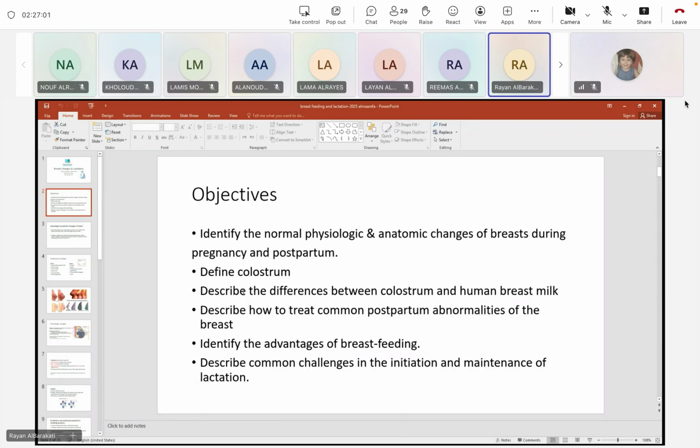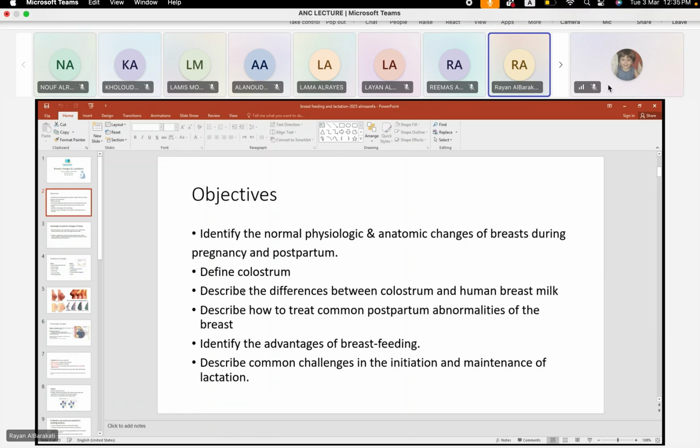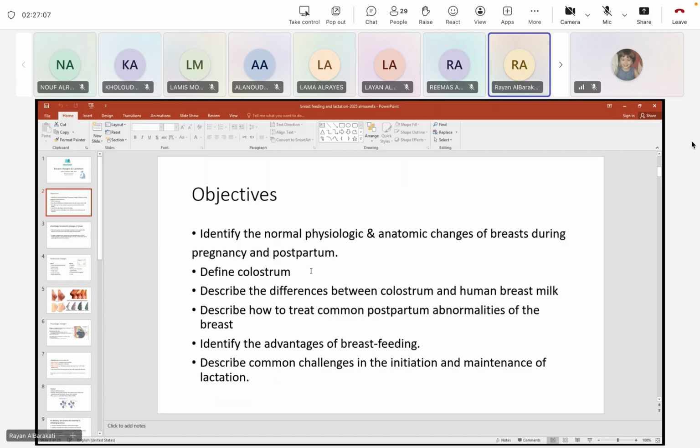So our objectives from this lecture are to identify the normal physiologic and anatomic changes of the breasts during pregnancy and postpartum, define colostrum, describe the differences between colostrum and human breast milk, describe how to treat common postpartum abnormalities of the breast, identify the advantages of breastfeeding, and describe the common challenges in the initiation and maintenance of lactation.